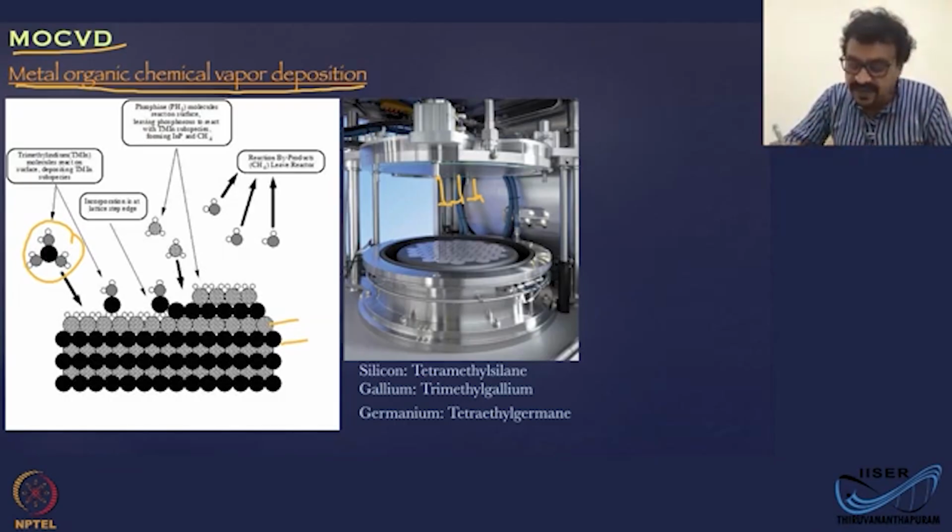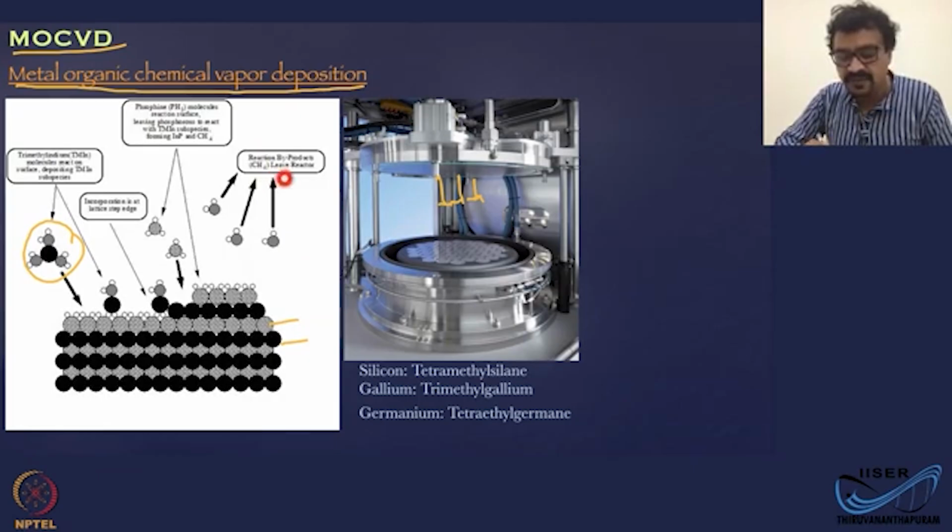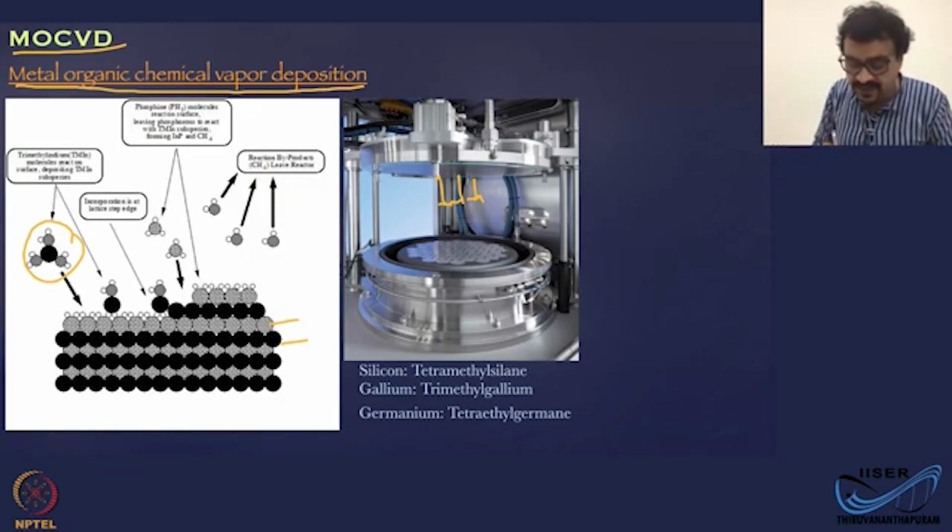Then when it hits, it will undergo some chemical reaction, and these different species are going to get adsorbed. There is some pumping mechanism which will pump out the other volatile part, in this case the CH4 byproduct, which will leave the chamber, and you will end up with only the required elements, that is, in this case, indium and phosphorus.